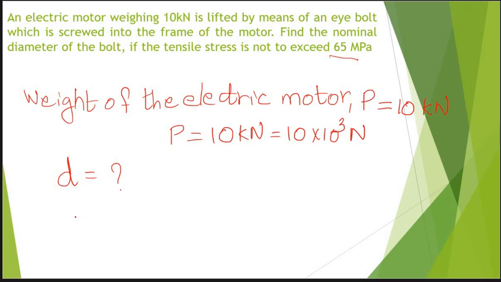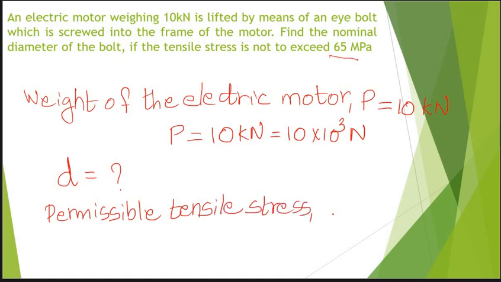The tensile stress should not exceed 65 megapascal. That means the permissible tensile stress, denoted by the symbol sigma T, is given as 65 megapascal, that is 65 Newton per mm square.